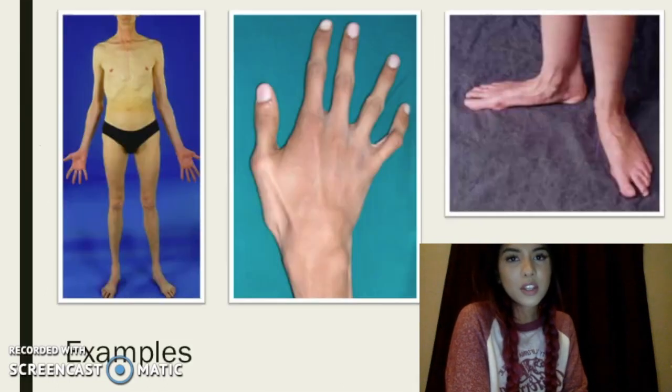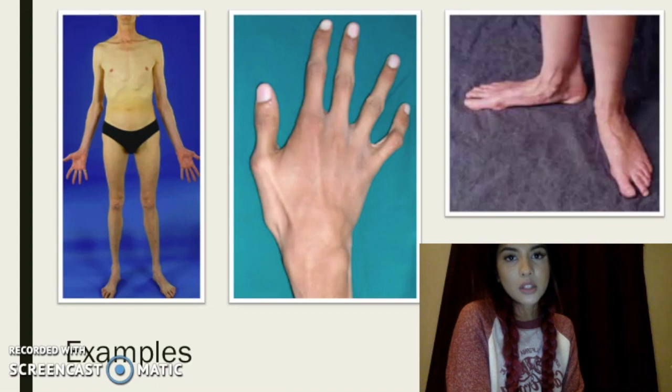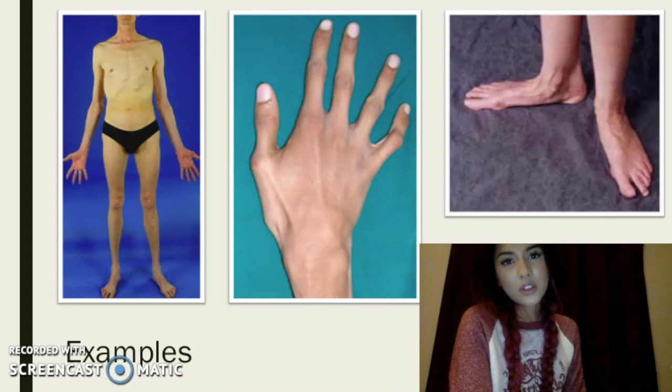So here I've included some example pictures. In the first picture you can see that the build is very tall and slim, like I talked about earlier. In the second picture, you can see that the fingers are very long and slender. And in the third photo, you can see that the feet and toes are very long. Also, if you notice, the feet are very flat-footed, which is another common trait.